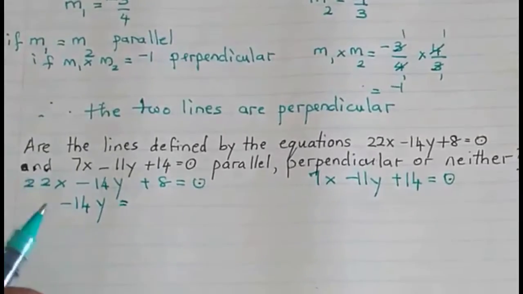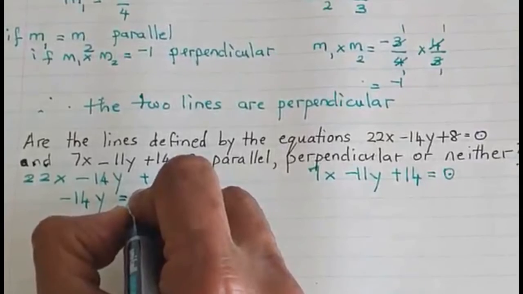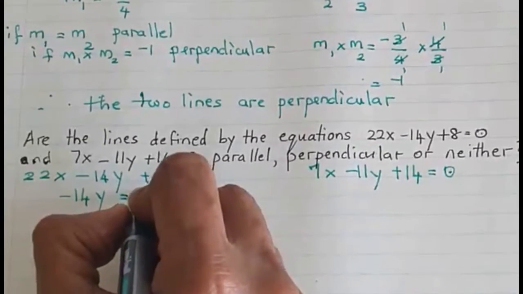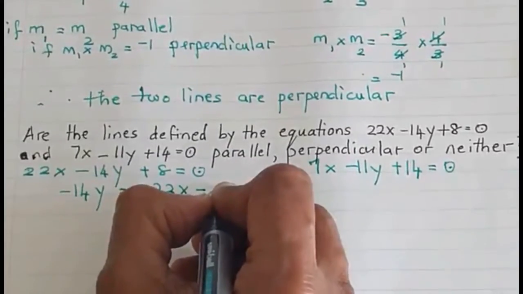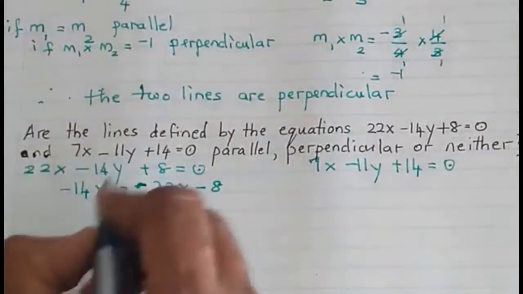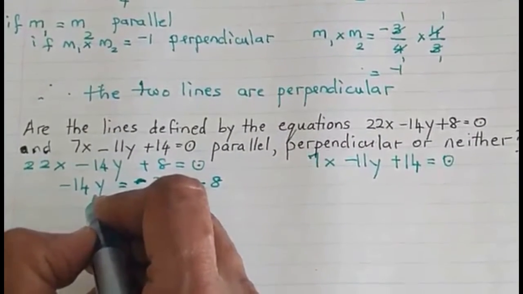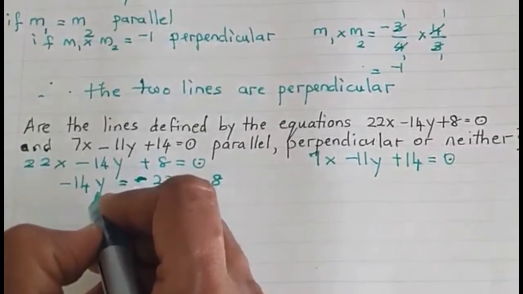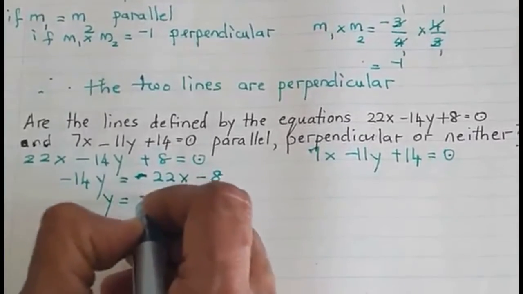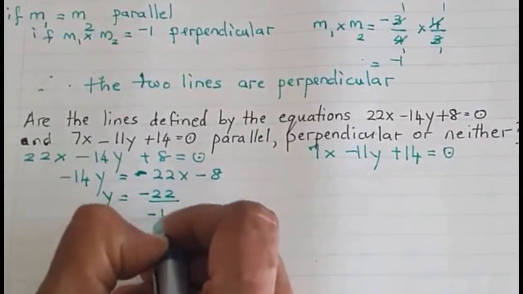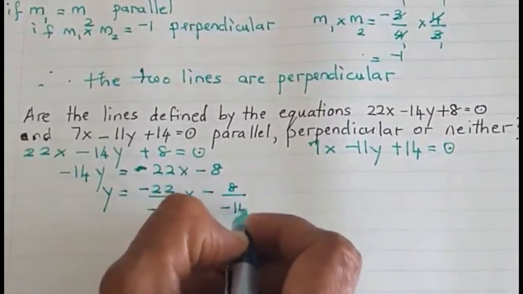Except for the y term, I'm going to be moving all the other terms to the other side. 22x is positive on this side. When it moves to the right side, it's going to be negative 22x, and 8 is positive, so that's going to become negative as well, so negative 8. Now I have to isolate y, so I'm going to have to bring the negative 14 to the other side. Negative 14 is getting multiplied on the left side. When it moves to the other side, it's going to be division. So y equals negative 22 divided by negative 14 x minus 8 divided by negative 14.